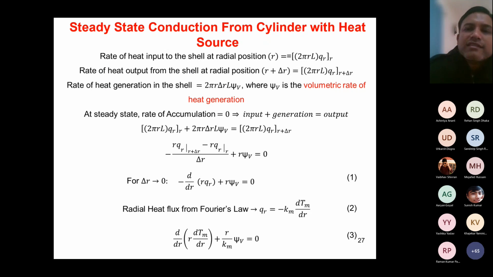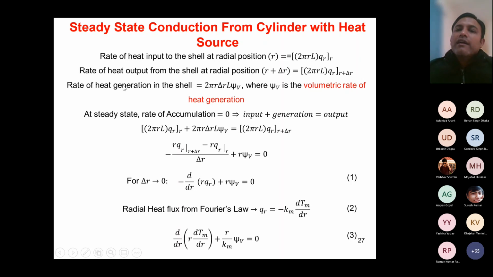Now in this particular case, the rate of heat input to the shell at the radial position R will be area into heat flux at R, isn't it? So that is given as 2 pi RL into small q_r, where small q_r is nothing but the heat flux along the radial direction, and this entire thing we are calculating at the radius R. So this area into small q_r is nothing but what? Capital Q. Remember, in this case we are calculating the capital Q input and the capital Q output, and also there will be a generation term.